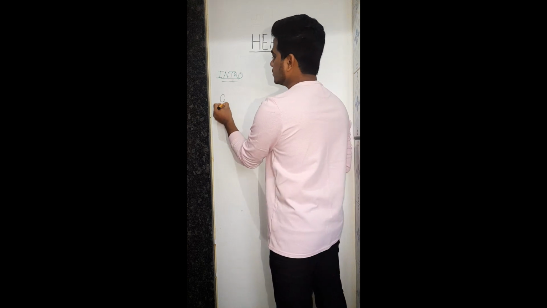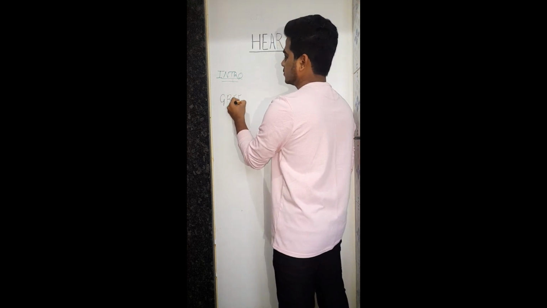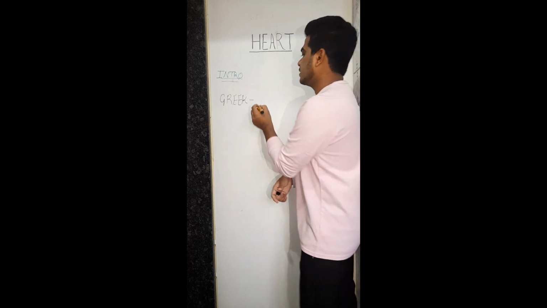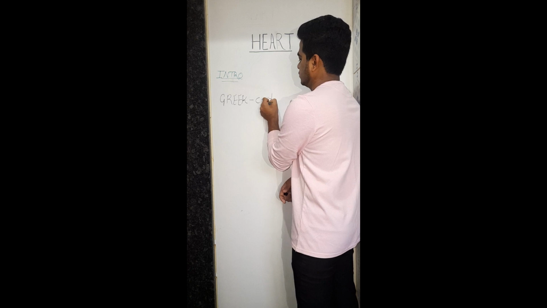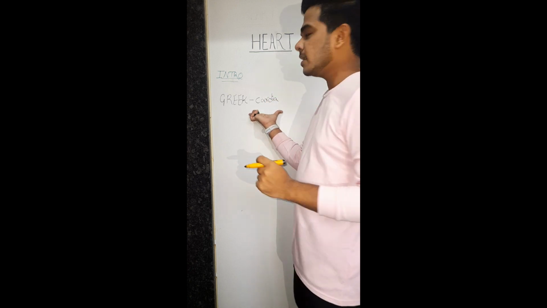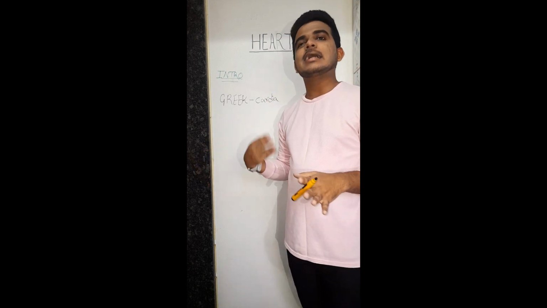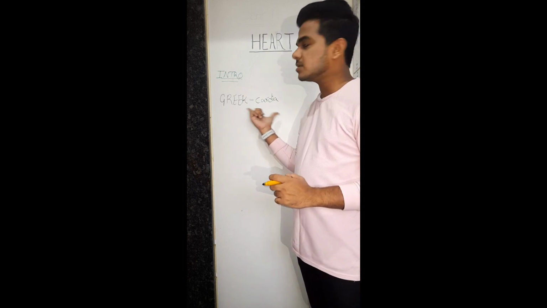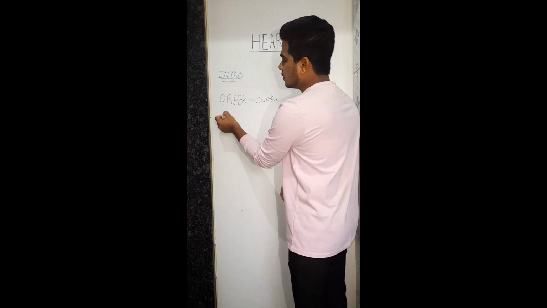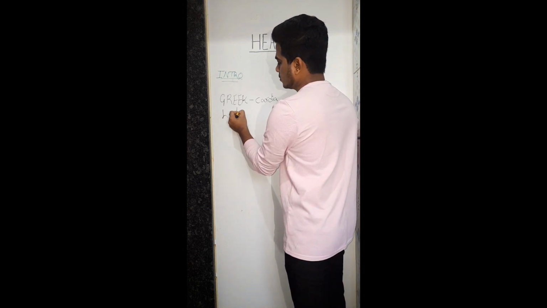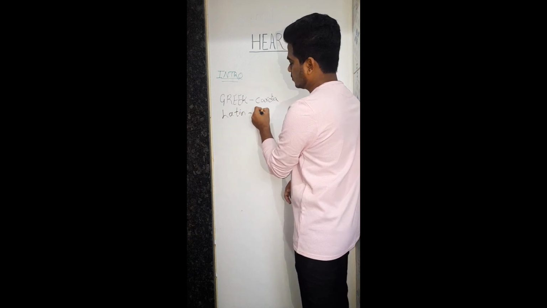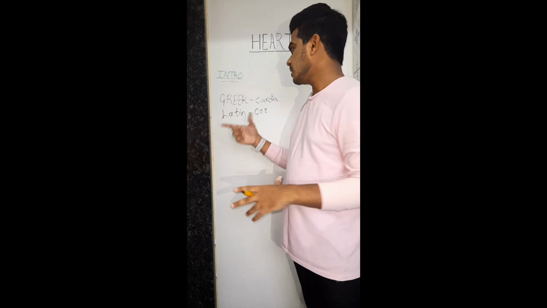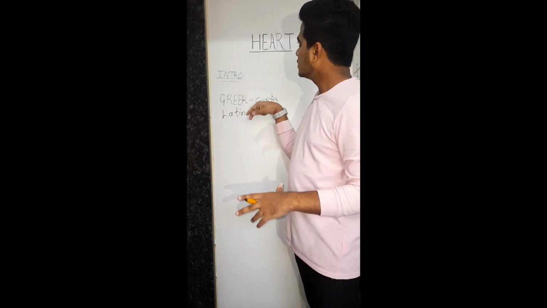In Greek, the name for heart is known as cardia. From cardia, the words cardiac, cardiologist, cardiophysician come. Cardia is a Greek word, and in the Latin language it is known as cor, C-O-R. From cor, the word coronary comes. So these are the two names, cardia and cor, which are known as the heart.